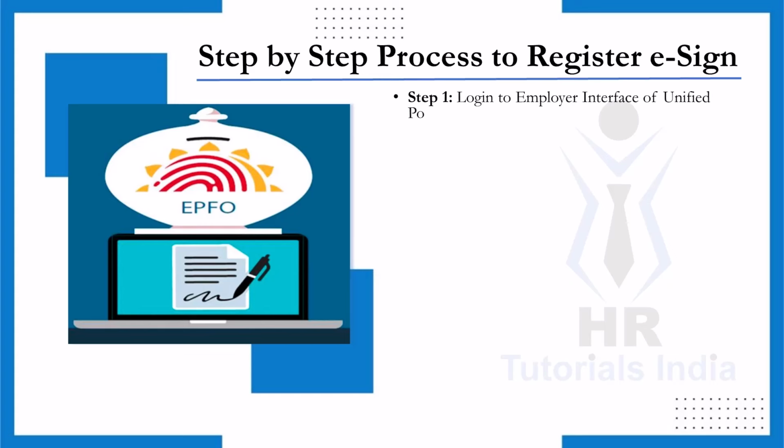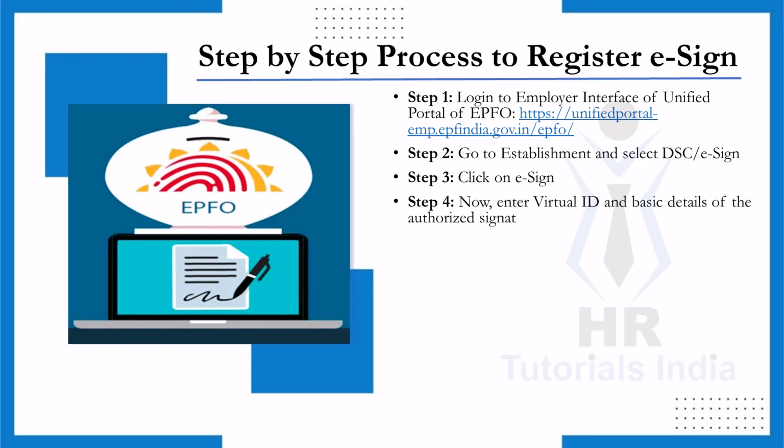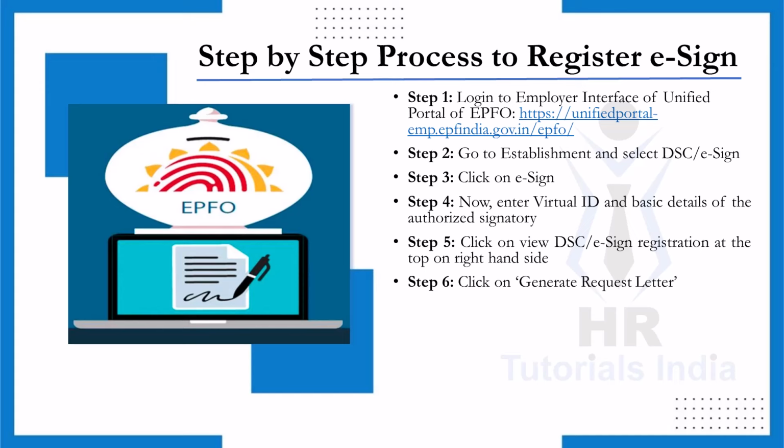Log into employer interface of Unified Portal of EPFO, that is https://unifiedportal-emp.epfindia.gov.in. Step 2. Go to establishment and select DSC or eSign. Step 3. Click on eSign. Step 4. Now enter the virtual ID and basic details of authorized signatory. Step 5. Click on the View DSC or eSign registration at the top on right hand side. Step 6. Click on Generate Request Letter. Step 7. Mail the request letter to the concerned regional office.